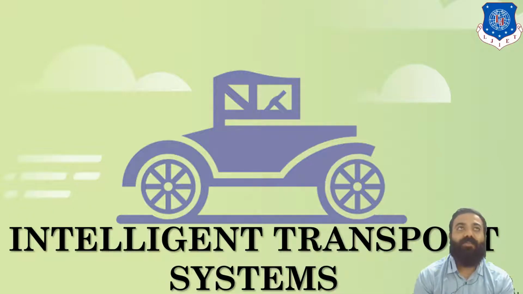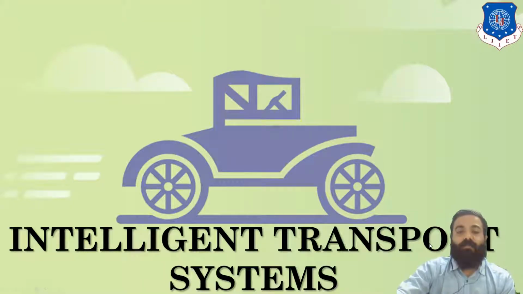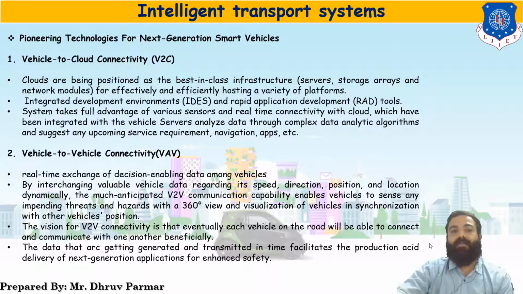In the previous lecture, we discussed what ITS, the Intelligent Transport System, is, and we discussed smart vehicles and their features. In this lecture, we discuss the new technologies used in smart vehicles. Clear? The first technology used for next generation smart vehicles is called vehicle to cloud connectivity.